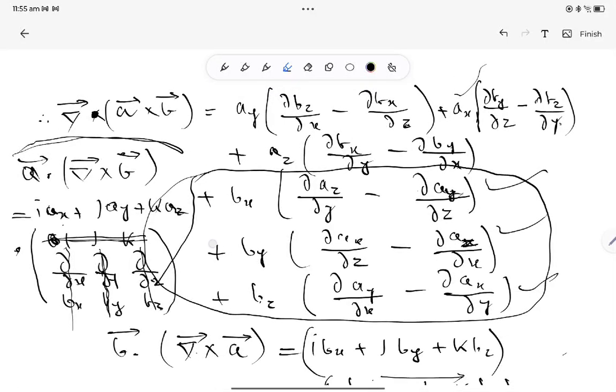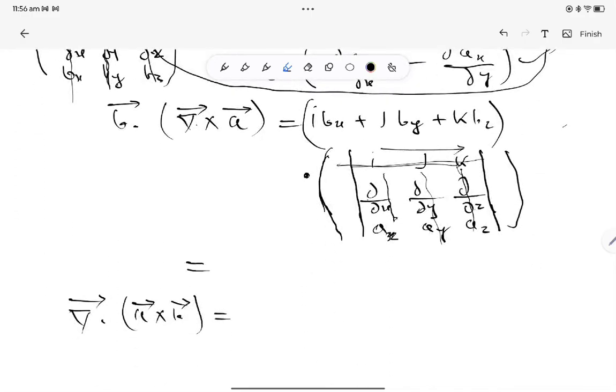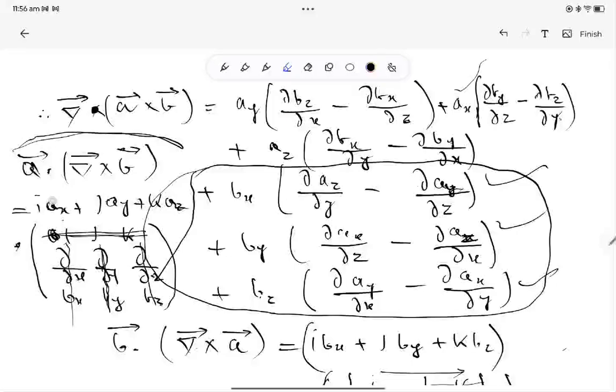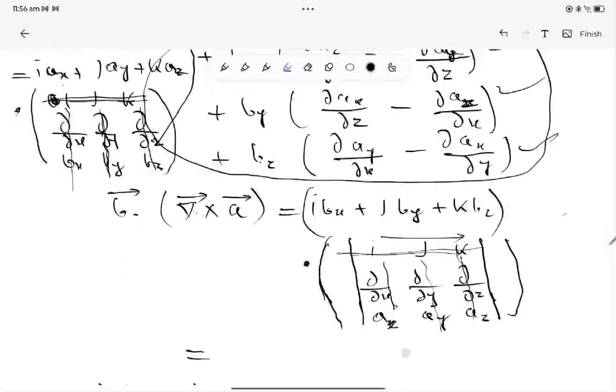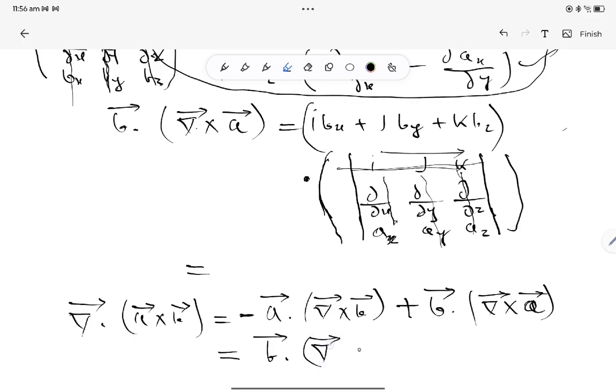And then lastly, what we got, our basic product was del dot A cross B, which is equal to minus A dot del cross B plus B dot del cross A. So which can be written as B dot del cross A minus A dot del cross B.